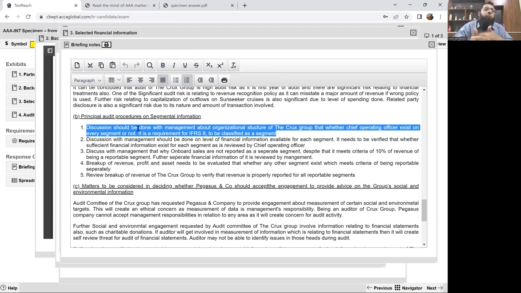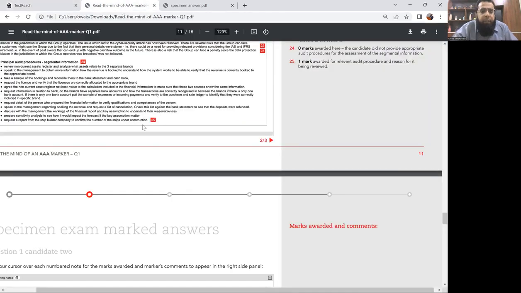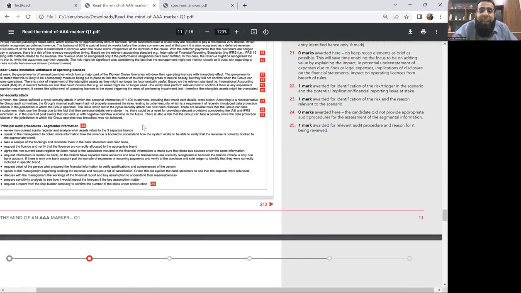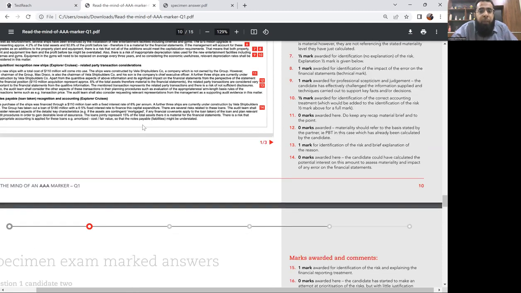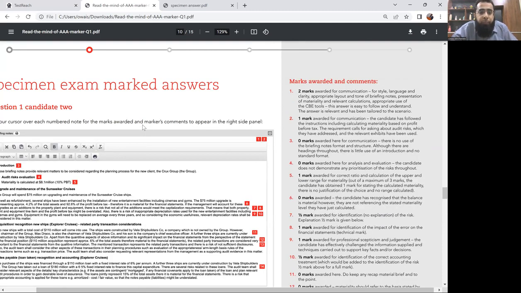Like, I'm discussing with the management about the chief operating officer. Why? Because it is a requirement of IFRS. You should explain the reason, the purpose of the procedure. So he got only 0.5 marks, the candidate 2, not a good answer. But candidate 1 got good marks, he got 4 marks, that was a good thing.